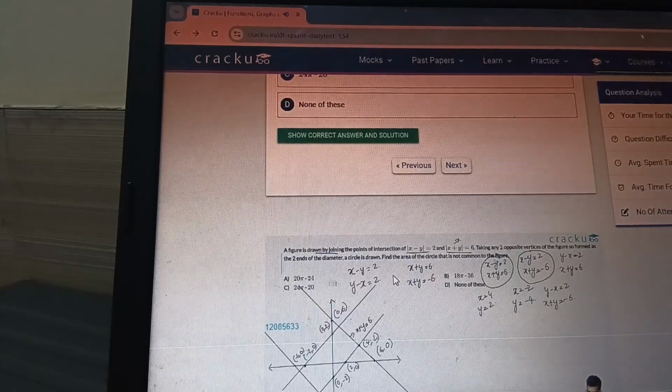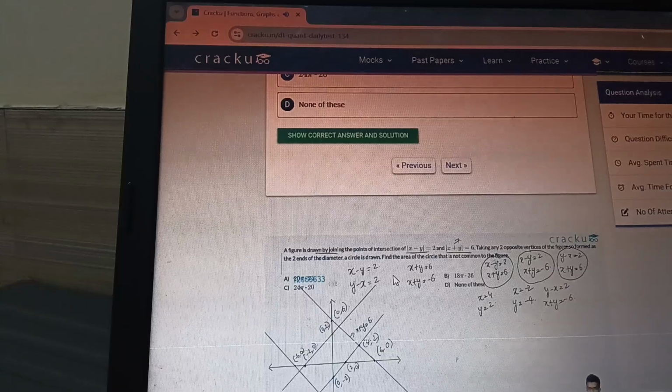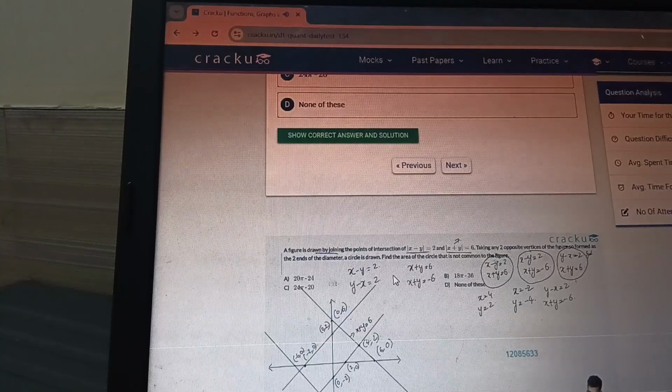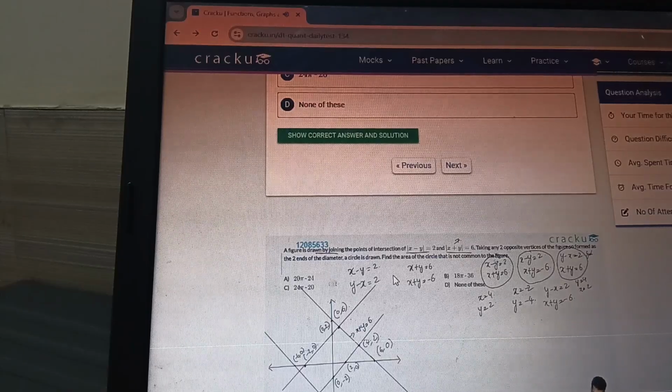Similarly, if you are looking at the third pair, and if you add both of them, you are going to get that 2y is equal to 8, or the value of y is equal to 4. So the value of x is equal to 2. So this is 2, 4, this will be over here.